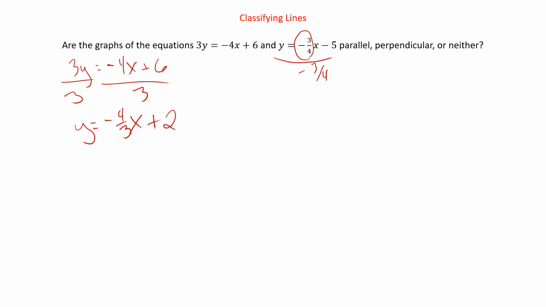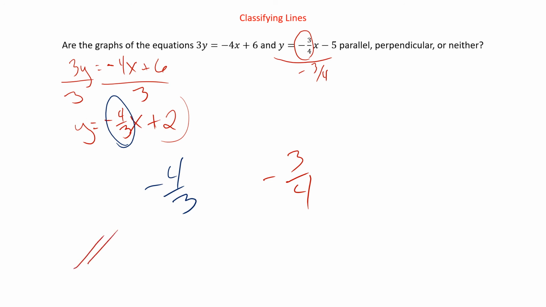If this doesn't come out nice, who cares? You don't care about that number anyway. The only thing we need from this is that negative 4/3. So we have negative 4/3 from this one, and we have negative 3/4 from the first one. So the first question is, are they parallel? Which would mean that they're the same. No, they're not the same thing. Negative 4/3 and negative 3/4 are not the same.